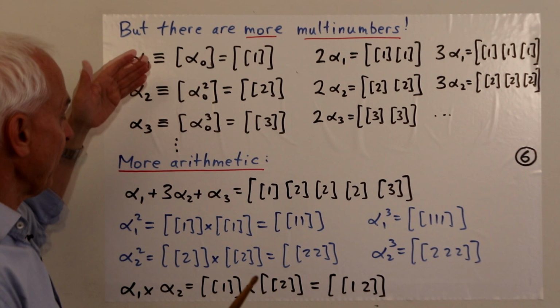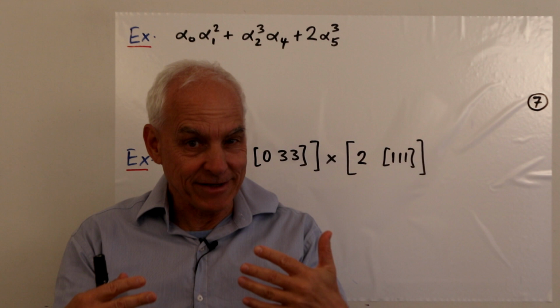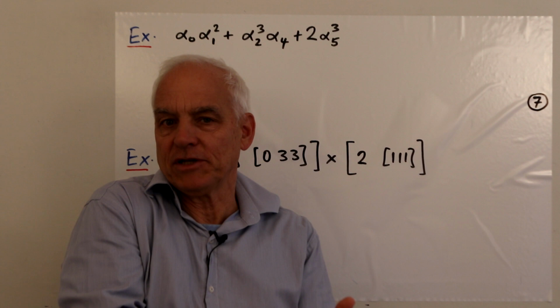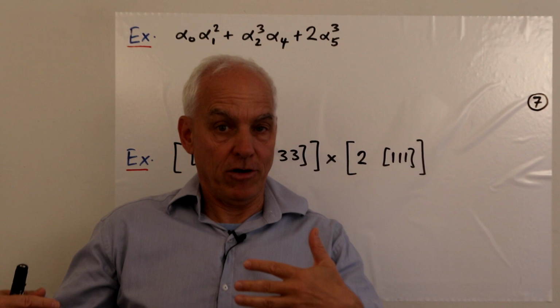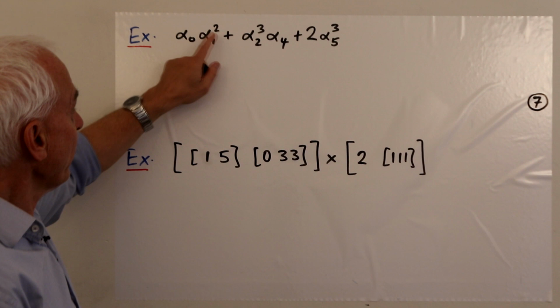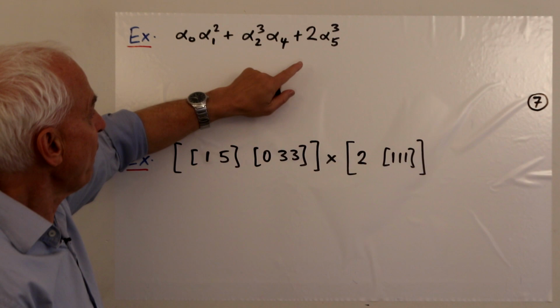Okay, so let's do a little bit more arithmetic to try to get used to this somewhat unfamiliar framework, even though it's corresponding to an algebra, which is very familiar to us. It's really just polynomial algebra, but now in quite a lot of different variables. So let's look at this expression here. So we have alpha 0 times alpha 1 squared, and I'm not going to write the times always, plus alpha 2 cubed alpha 4 plus 2 alpha 5 cubed.